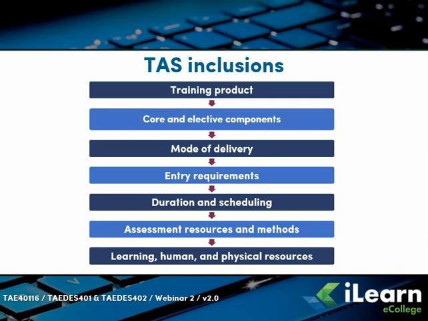So the first one, the training product. So what qualification or standalone unit of competency do you intend to deliver? For example, the Certificate 4 in Training and Assessment. That might seem pretty obvious, but you do need to specify on your TAS what training product you're going to offer.